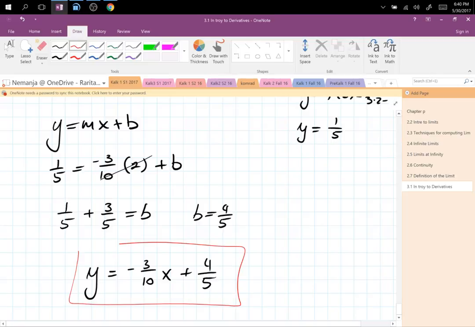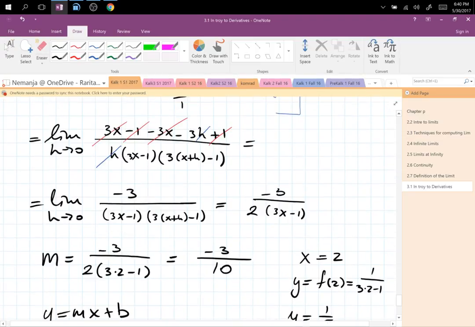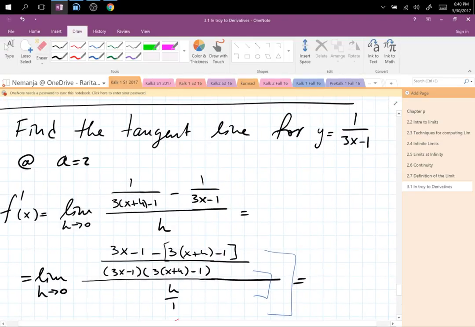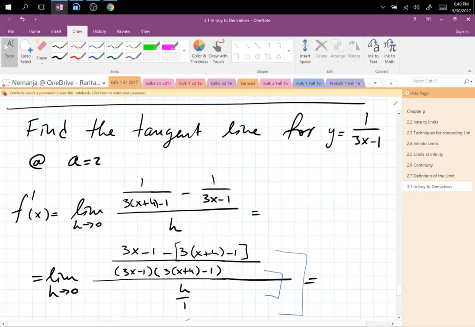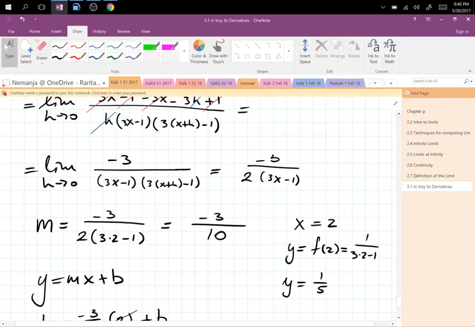Tangent line. Boom. I have a question. What's the question? Well, the original function is 1 over 3x minus 1. Yes, the original function is 1 over 3x minus 1, sure. Then the 3x minus 1 has an exponent of negative 1. So when you got negative 3 over 2 times 3x minus 1, how does that work? Does it use the power rule? Wait, what did I do? Does it use that negative 3 over 2?